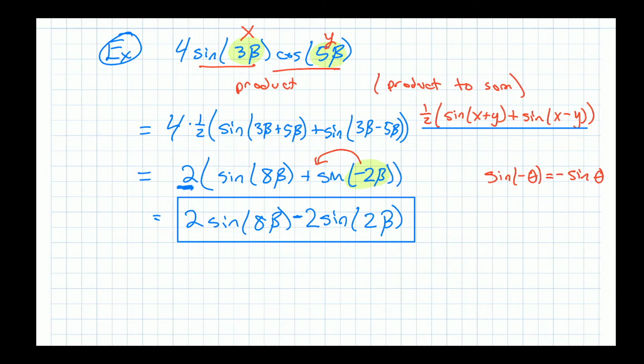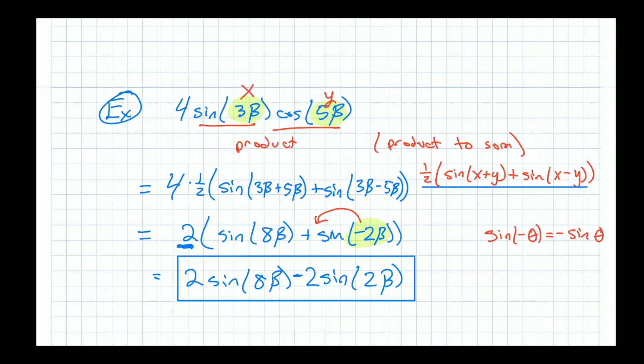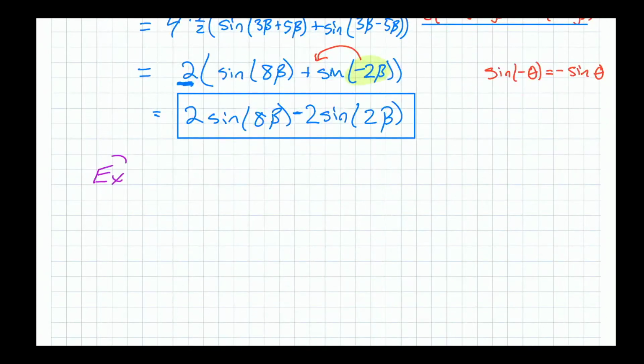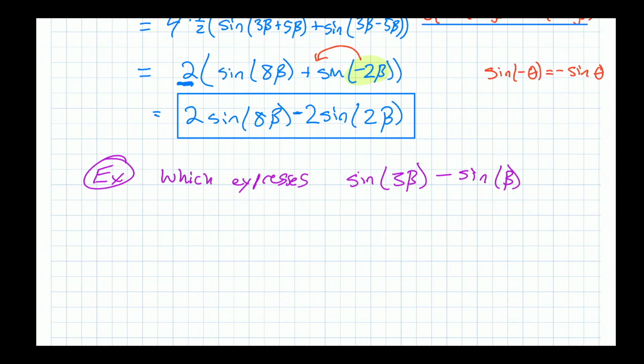Okay, so once you're comfortable with that, so that's product to sum, they're going to make you do some sum to product examples, right? So what do those look like? Well, not the same, but similar. So they say which expresses sine 3 beta minus sine beta as a product?